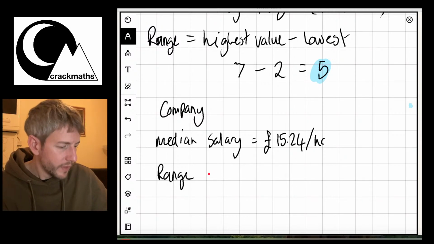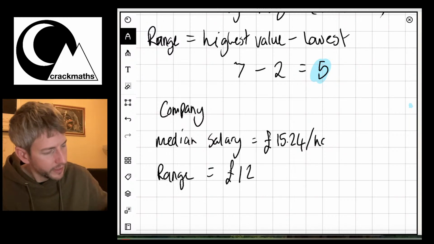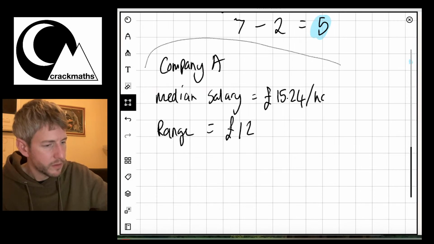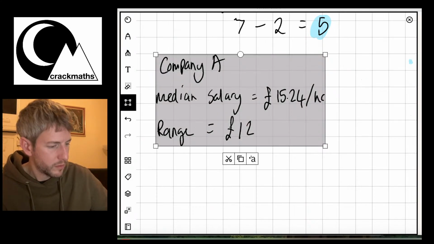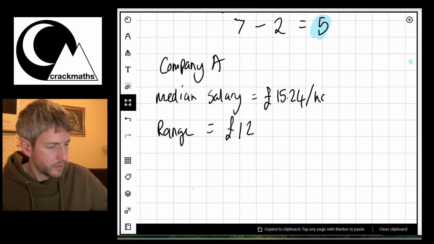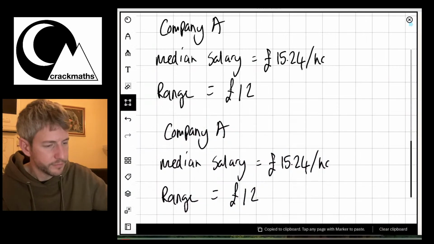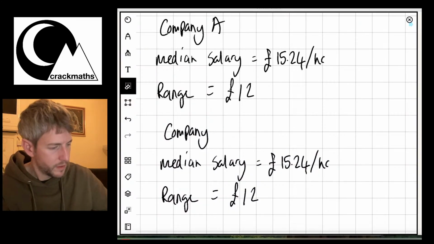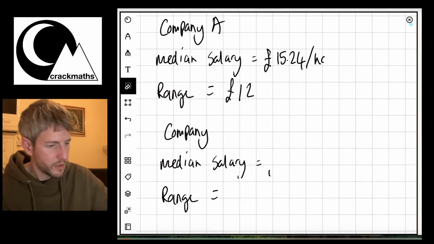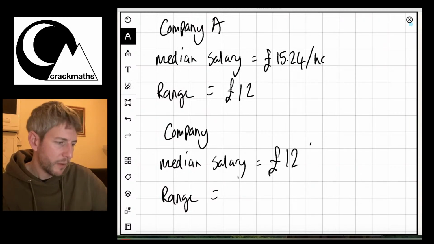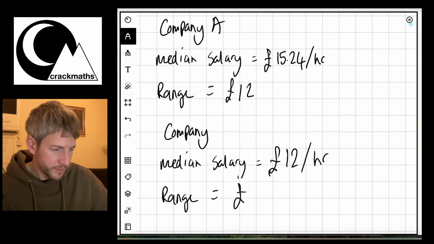Range equals, I don't know, £12. Okay. Then we could have company B. So here we go, let's just change that. So we could say company B, median salary £12 per hour. Range, £72.